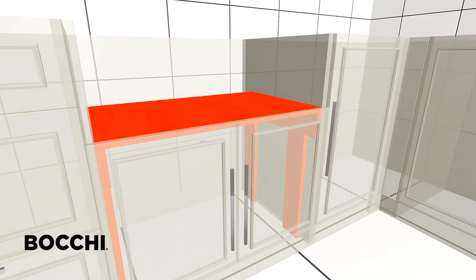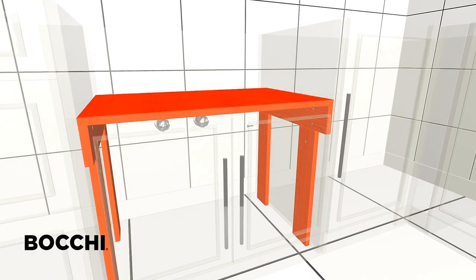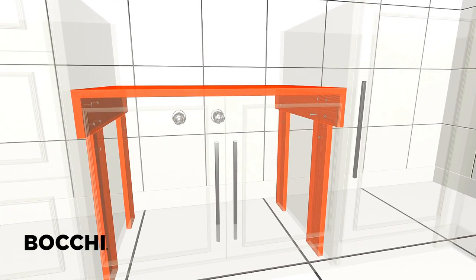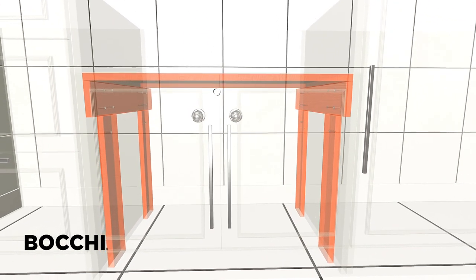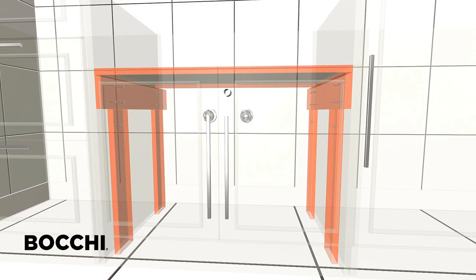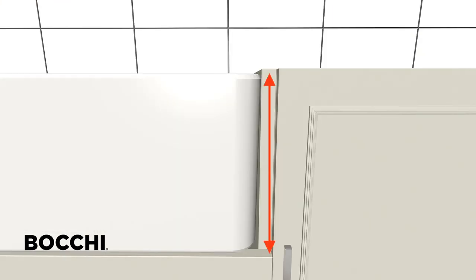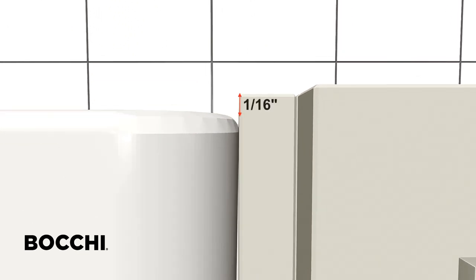Support framing construction. Use appropriate fasteners and techniques when constructing the support framing to ensure the framing will support a minimum of 300 pounds. When constructing the support framing, keep in mind the top of the sink must not extend above the top edge of the cabinet. The top surface should sit approximately 1/16 inch below the top edge of the cabinet.